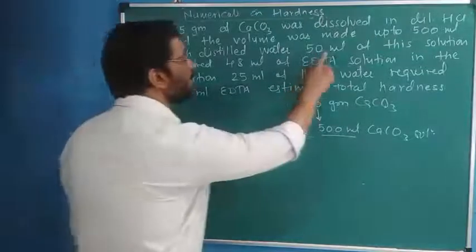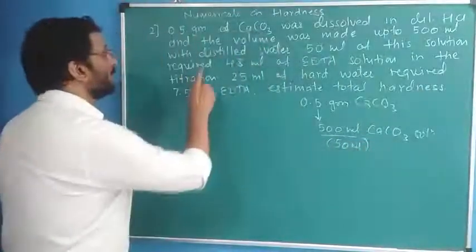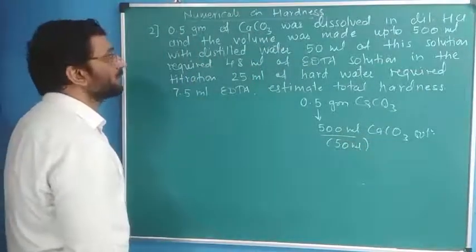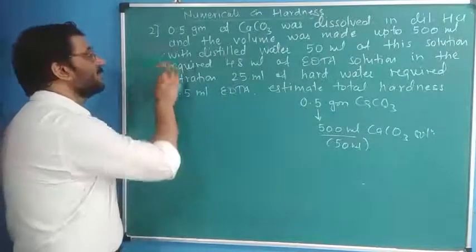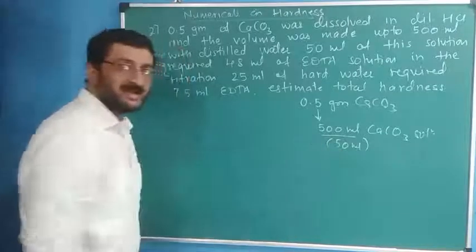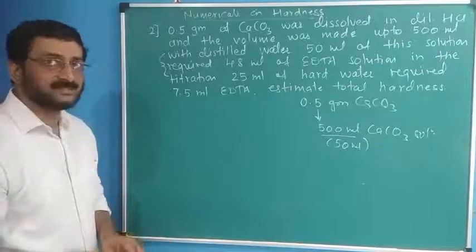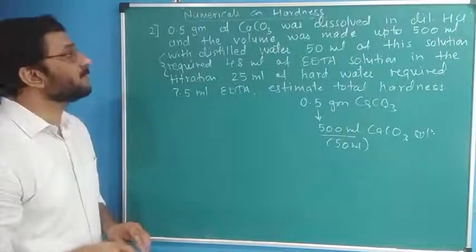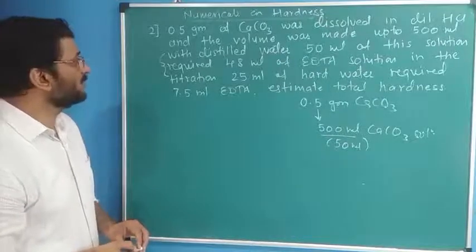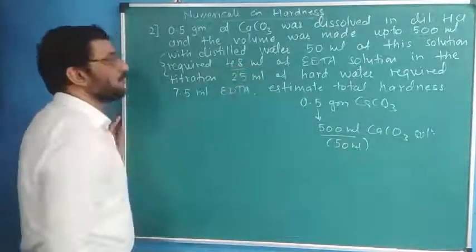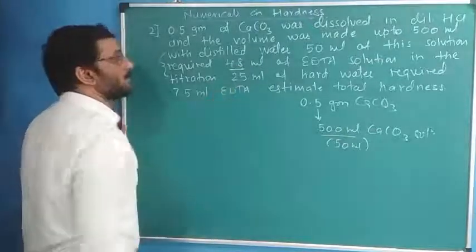and 50 ml of this solution required 48 ml of EDTA solution in the titration. This is the reading for part 1. 50 ml of this is taken in the flask and it is titrated with the EDTA solution. How much EDTA is required? 48 ml is required. Full stop.